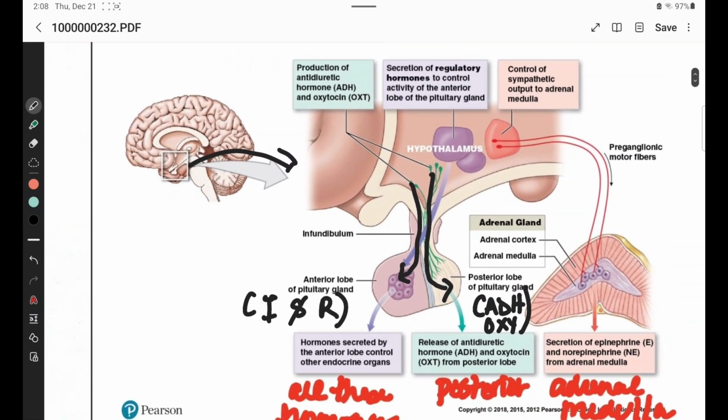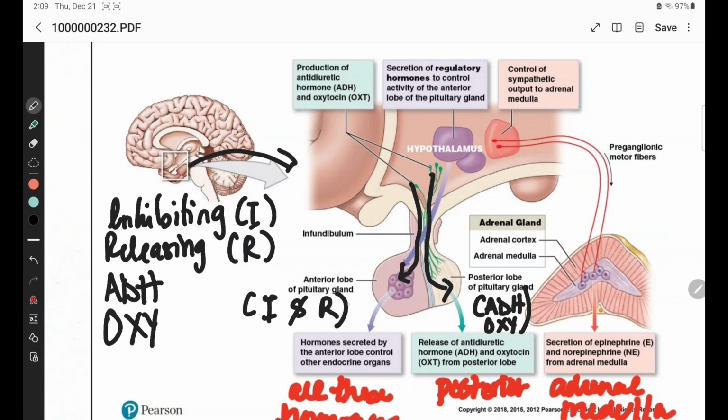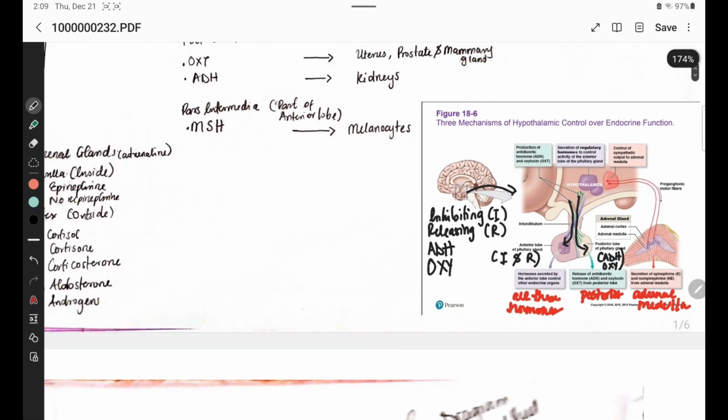Hypothalamus: producing inhibiting and releasing hormones, while also producing ADH, antidiuretic hormone, and oxytocin. And the inhibiting and releasing hormones, which I basically called I and R, go to the anterior lobe of the pituitary gland, and the antidiuretic hormone and the oxytocin go to the posterior lobe of the pituitary gland.